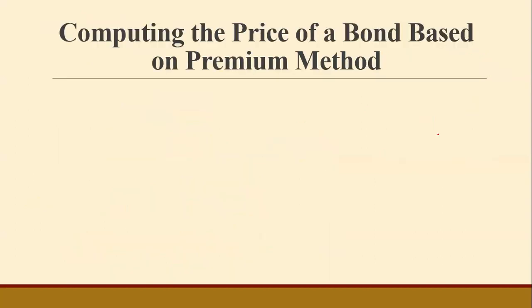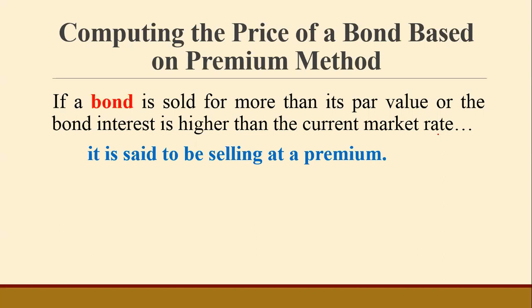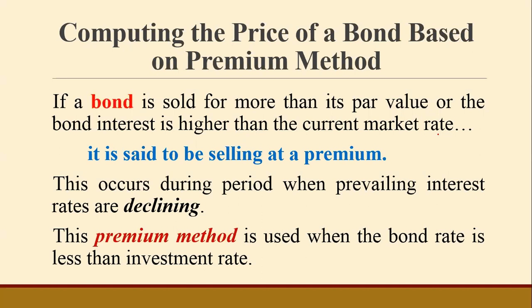Another one is computing the price of a bond based on premium method. So, premium method naman tayo. If a bond is sold for more than its par value or the bond interest is higher than the current market rate, it is said to be selling at a premium. This occurs during periods when prevailing interest rates are declining. This premium method is used when the bond rate is less than investment rate. Okay, example.